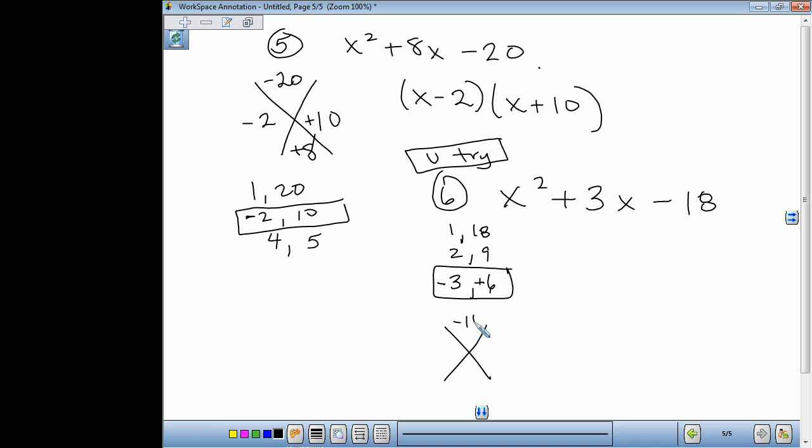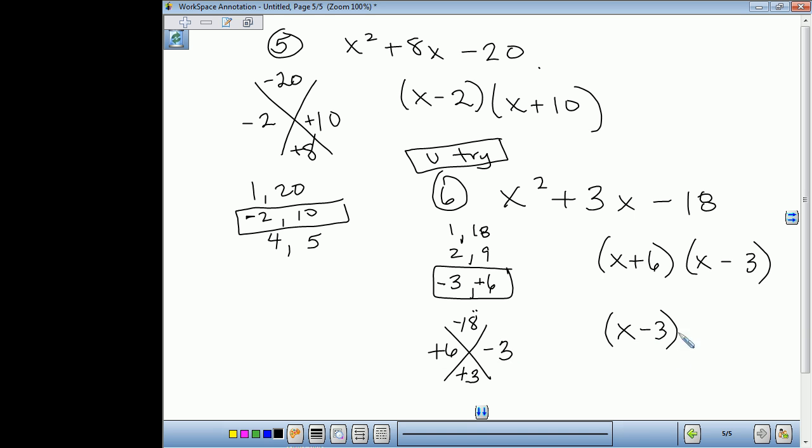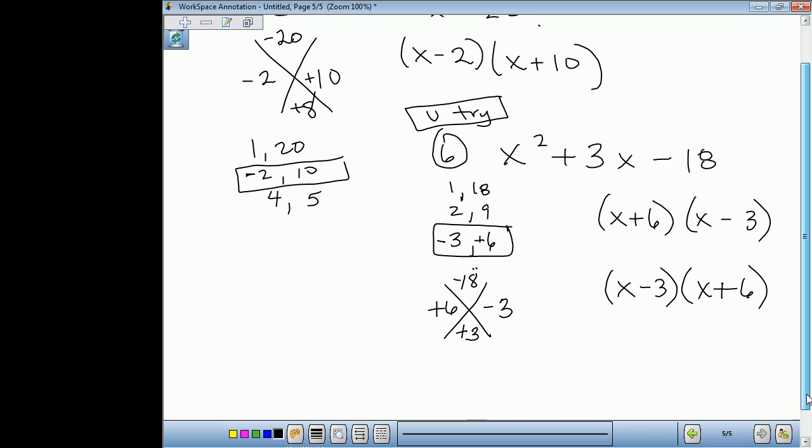So to multiply to get a negative 18, and to add to get a positive 3, we're going to go with a positive 6 and a negative 3. So you could have written your answer as x plus 6 times x minus 3. Or you could have written your answer as x minus 3 times x plus 6. It doesn't matter which binomial comes first.